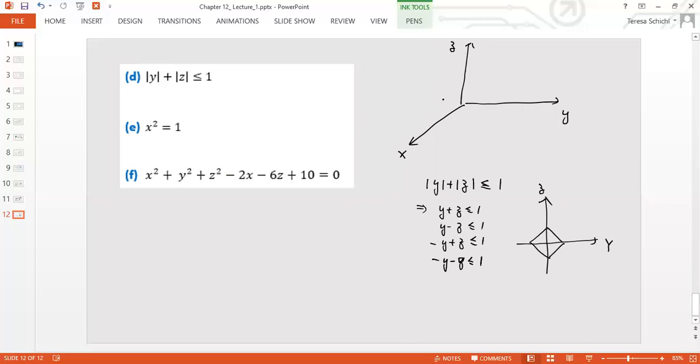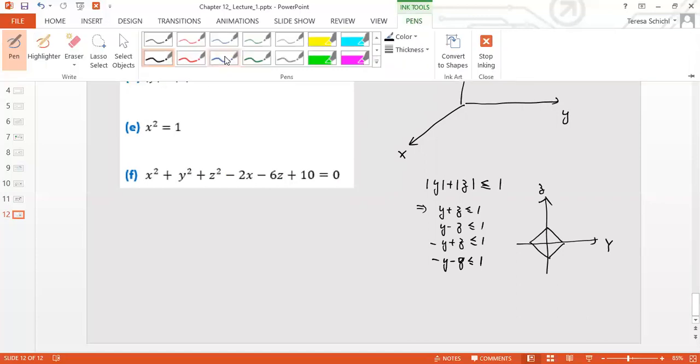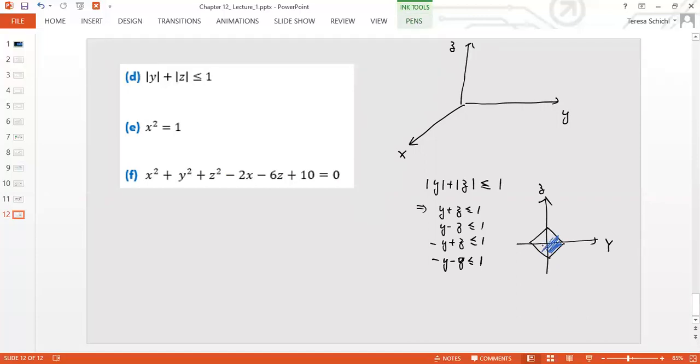And because it's less than or equal to, what happens here? You're going to have a solid area, right? And because x is not showing, I know this is going to be parallel to what? Parallel to the x-axis. So basically, you will have something like this.